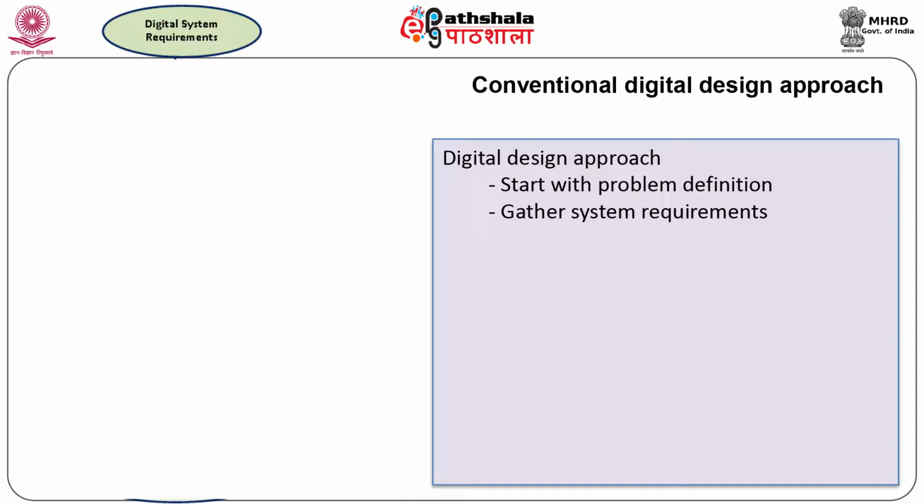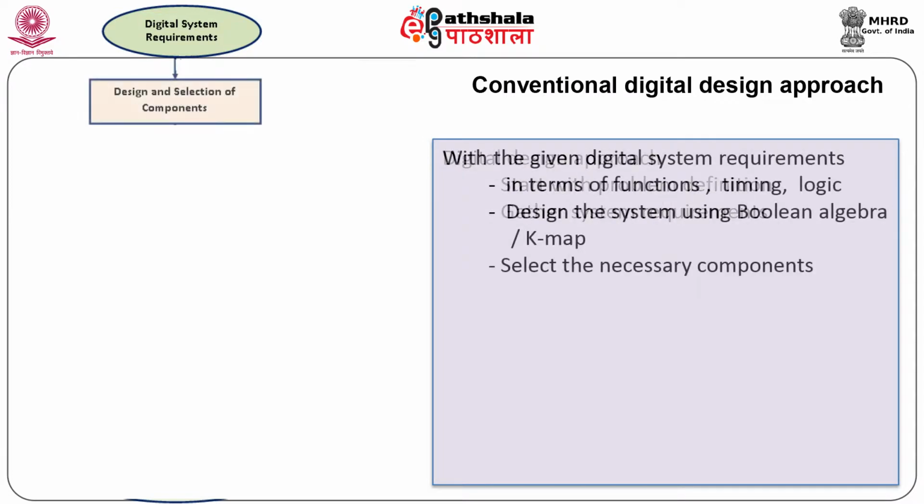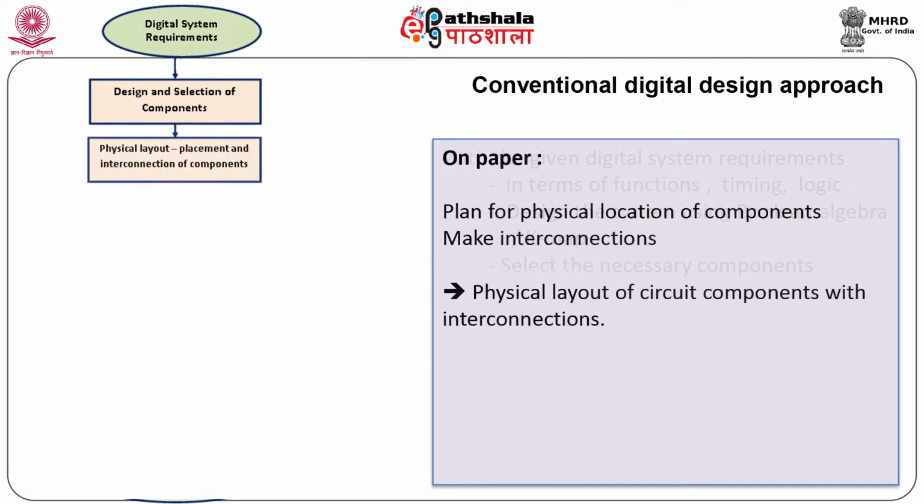In the conventional design approach, as usual, let us start with a clear problem definition. System requirements are gathered in terms of input, output and process parameters. With the given digital system requirements in terms of functions, timings and logic, it is possible to design the system using Boolean algebra or K-map. At this stage, it is essential to select the necessary components. The physical locations of the components are tentatively planned and then interconnections are made on paper. This generates the physical layout along with the circuit connections.